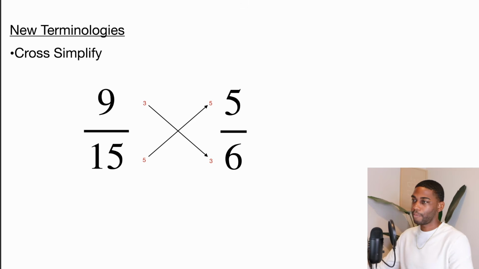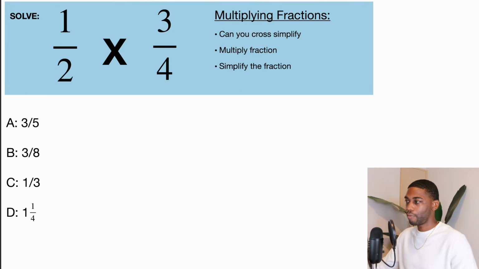All right, so that being said, let's go ahead and dive into some of the questions that we have for today. Let's see the steps of multiplying fractions. Step 1, can you cross simplify? Can we cross simplify 1 and 4? No, that's already in the simplest terms. And can we cross simplify 2 and 3? No, that's already in the simplest terms as well.